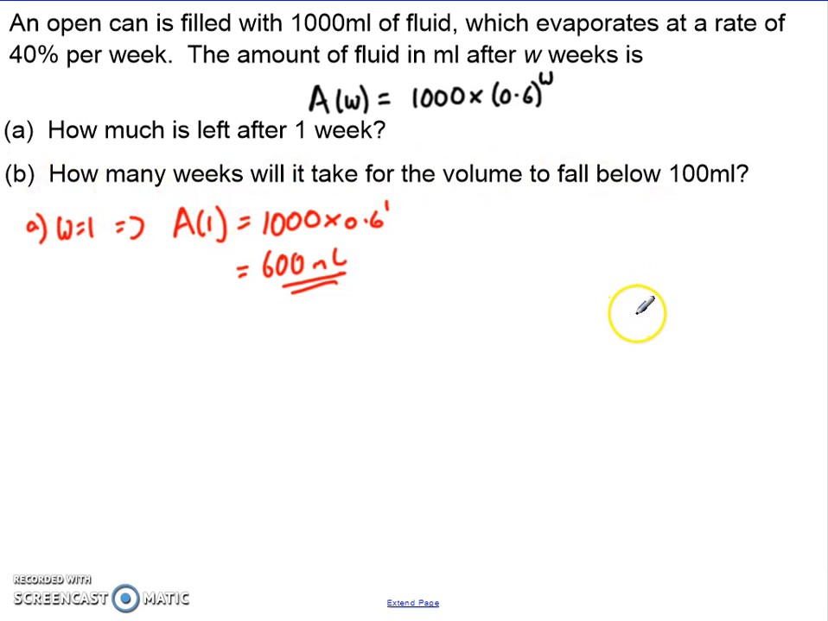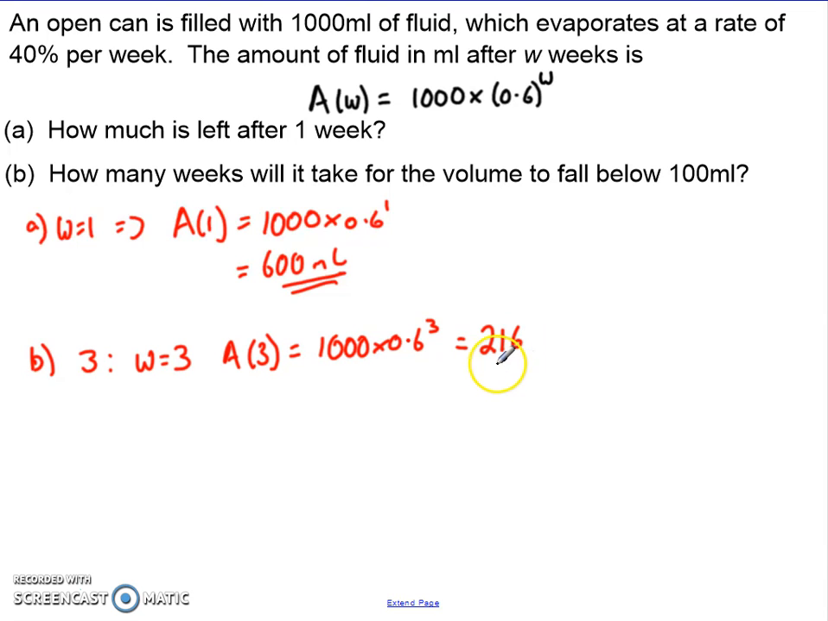Now the second one is how many weeks will it take for the volume to fall below 100 millilitres. This is one of the trial and error type problems that we've covered in class before. We have to find a week, see how much it is, and then use that to build up and build up. So imagine we start at 3 weeks, W equals 3. So we've got A of 3, and that's what we're after calculating. It's 1000 times 0.6 to the power of 3. Stick that in your calculator, and we end up getting 216 millilitres.